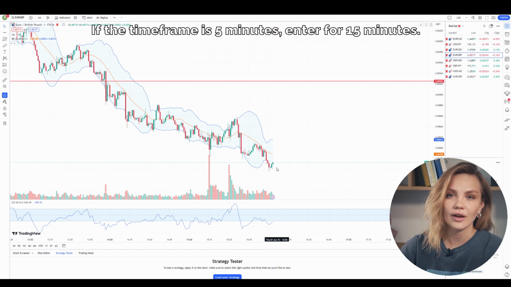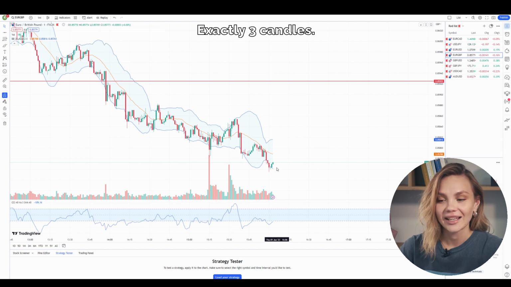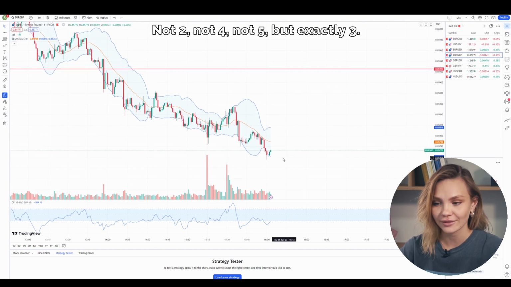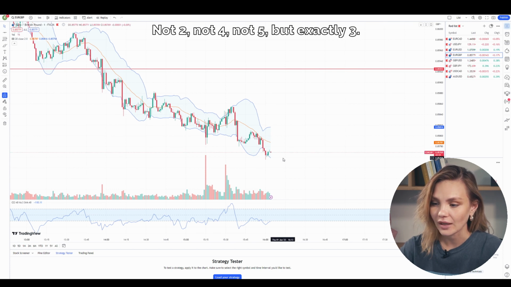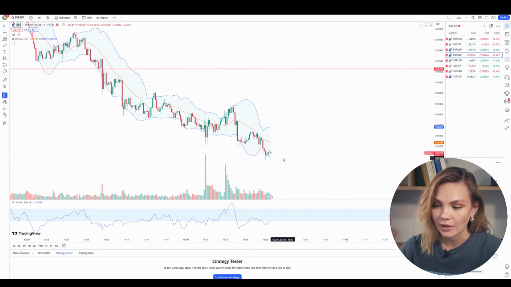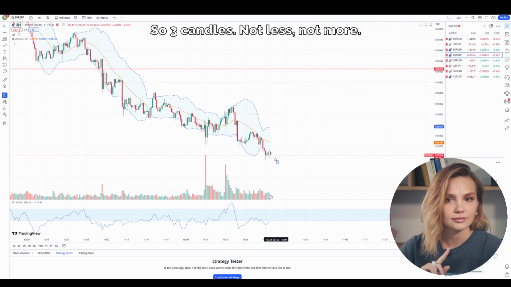If the time frame is 5 minutes, enter for 15 minutes. Exactly 3 candles. Not 2, not 4, not 5, but exactly 3. It works great on 3 candles. Right now, the first candle has started and the trade would most likely close at a loss of that candle. So, 3 candles. Not less, not more.